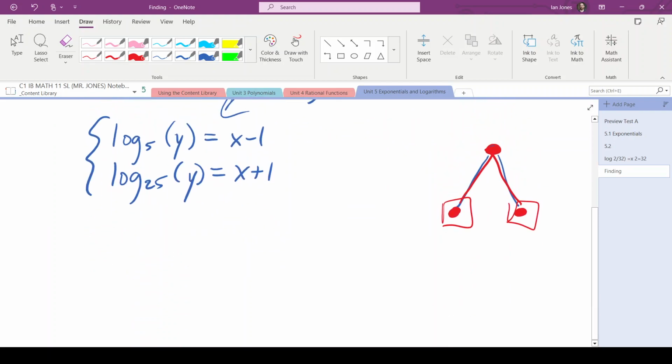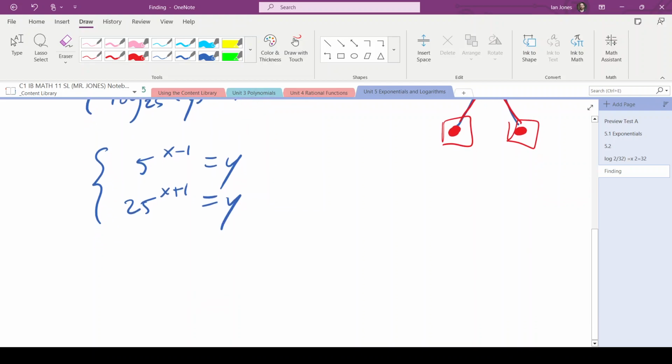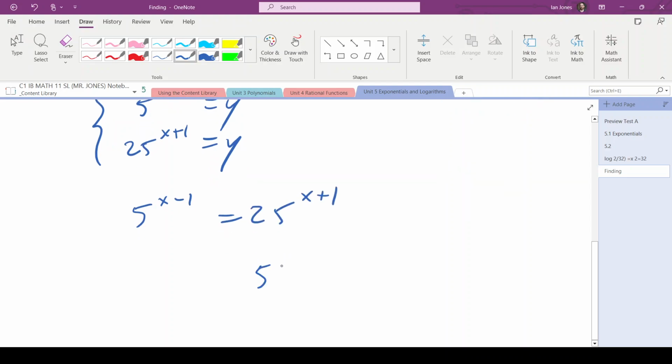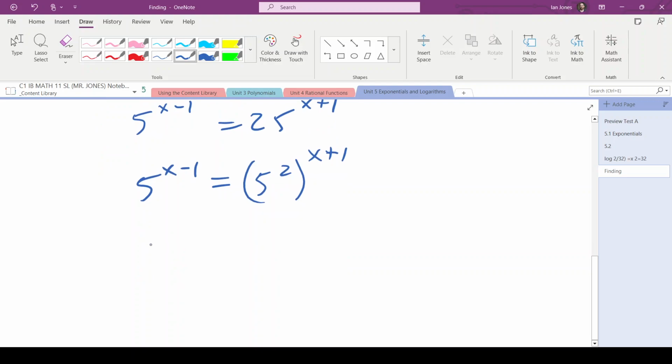So if I was given this question, I'd say, okay, well, I'm going to turn this into exponential form. 5 to the x minus 1 equals y, and 25 to the x plus 1 equals y. This system of equations, by substitution, I can put it this way. 25 is 5 squared, so I can write it this way. Here I have a power to an exponent, and so you can multiply the two exponents. So I have 5 to the x minus 1 equals 5 to the 2 times x plus 1.